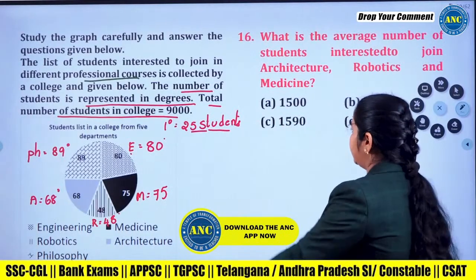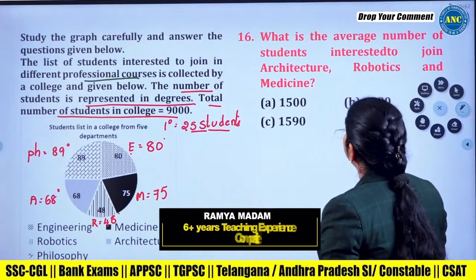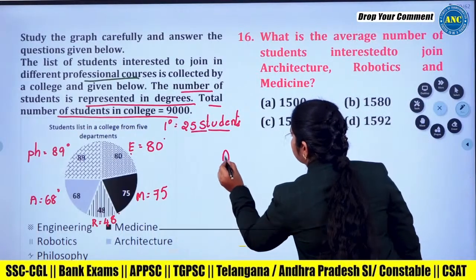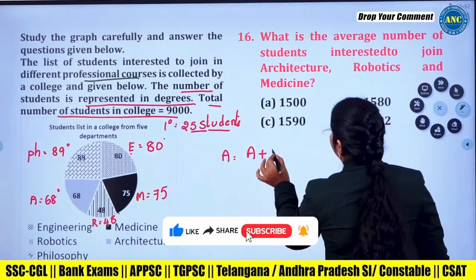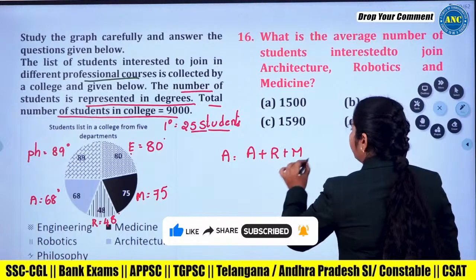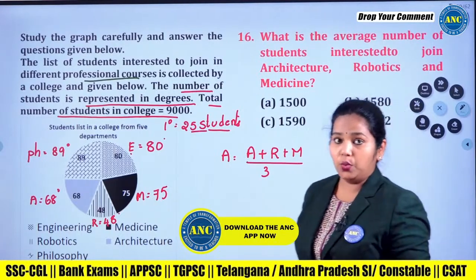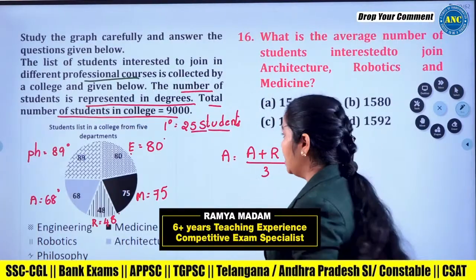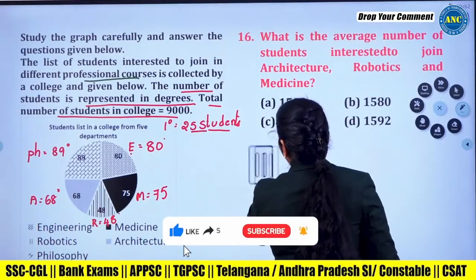This is the 16th question. What is the average number of students interested to join architecture? So, average they are asking. Average is of architecture plus robotics plus medicine by 3 values, right? So first of all, we will take the total degree required here, not individual degree.